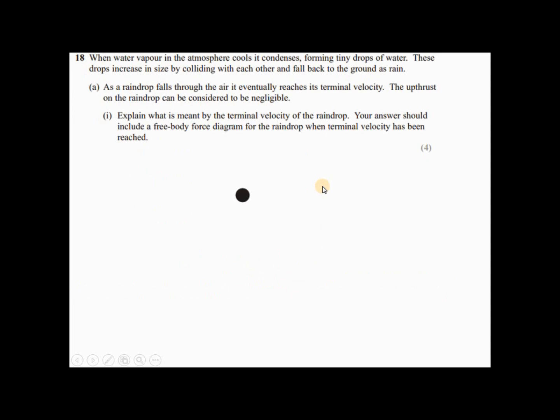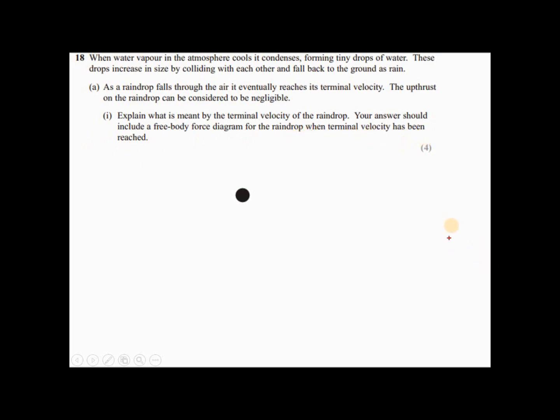Question number 18. When water vapor in the atmosphere cools, it condenses, forming tiny drops of water. These drops increase in size by colliding with each other and fall back to the ground as rain. As a raindrop falls through the air, it eventually reaches its terminal velocity. The upthrust on the raindrop can be considered to be negligible. Explain what is meant by terminal velocity of the raindrop. Your answer should include a free body force diagram for the raindrop when terminal velocity has been reached.